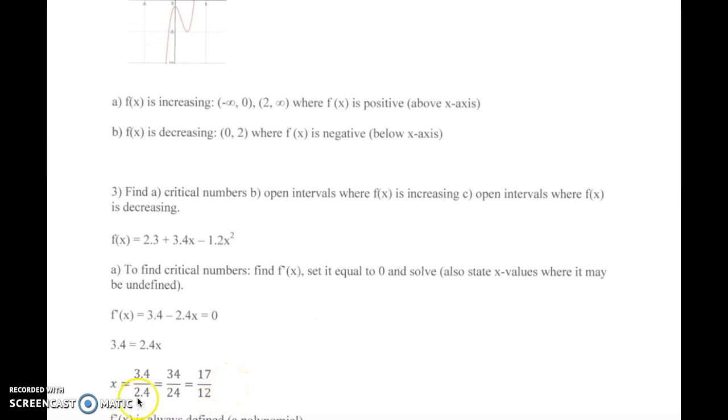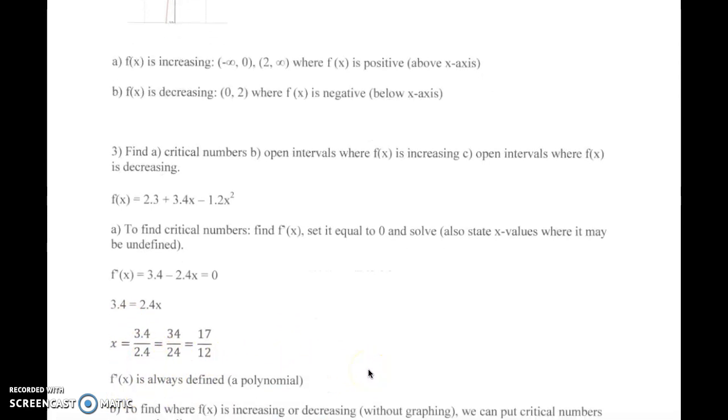Remember, we can't leave it in decimal form. We want to make them whole numbers and then simplify the fraction. So this one here, we always have a value of 17/12. The derivative is always defined because it's still a polynomial. We don't have any problems with the denominator that would cause asymptotes.